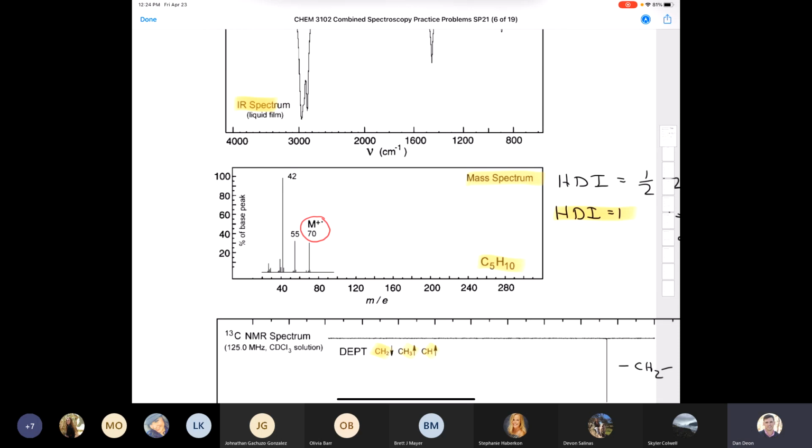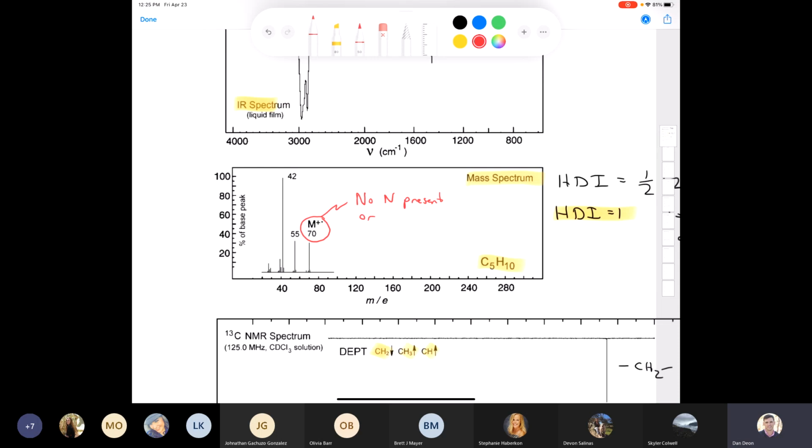What if I tell you that 70 is an even number, right? 70 can be divided by 2 to give you 35. If I have an even mass, what does that tell me? Does anybody remember the rule called the nitrogen rule? If I have an even mass, what that tells me is that either I have no nitrogen present, or I have an even number of nitrogens, right?